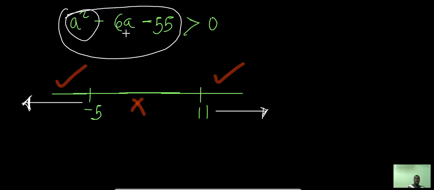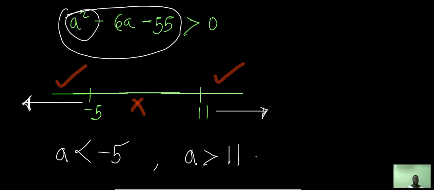Because you have variable a in the question, we say a less than negative 5. You can just separate with a comma, and we say a greater than 11. And that's the answer satisfying the question. So we're done with the first question from our past question. Let's move on to question 2. Question 2.